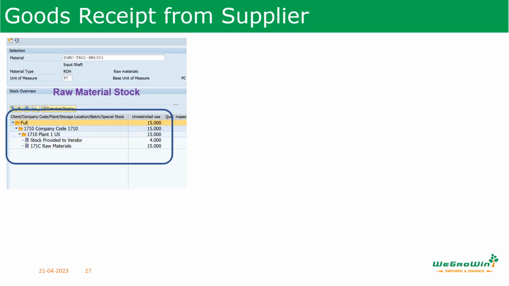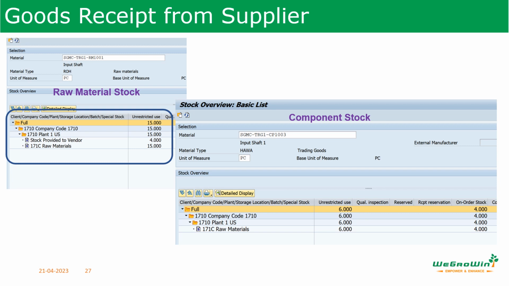So here we see the raw material stock. 10 pieces of raw materials were supplied to the supplier. They processed 6 pieces of these raw materials. So the remaining 4 are showing here as stock provided to vendor. And components, we received 6 numbers. So the stock of components increased from 0 to 6 here. So with this, the cycle is completed.